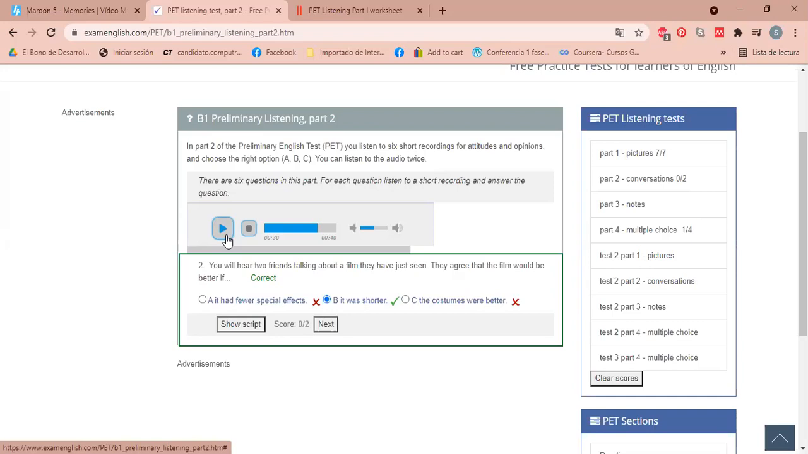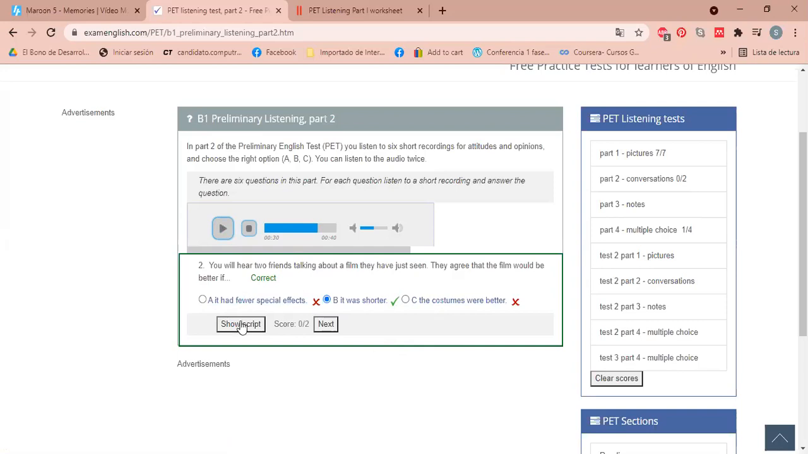Okay, they said it was too long. So they agree that it would be better if it was shorter. They were kind of tired. Yes, you heard the three options. Escuchamos las tres opciones, pero tenemos que estar muy atentos o pilas en realidad a cuál es la correcta.